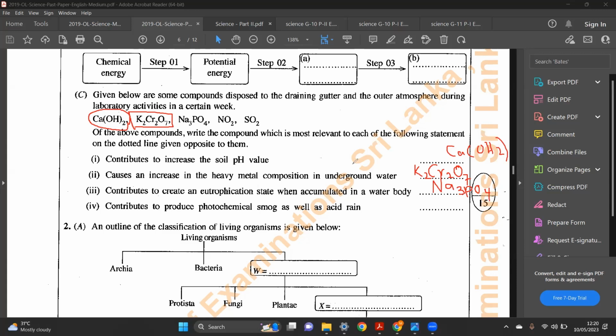And finally, contributing to photochemical smog as well as acid rain. If they talk about acid rain alone, you can go for SO2. But here, photochemical smog and acid rain is NO2. NO2 is a reddish brown gas. That's why, if you've noticed in pictures of places like Beijing and Shanghai, when they have smog, you can't even see the proper buildings. That is because the smog is a very dark brownish color. That color is given because of your NO2 gas.